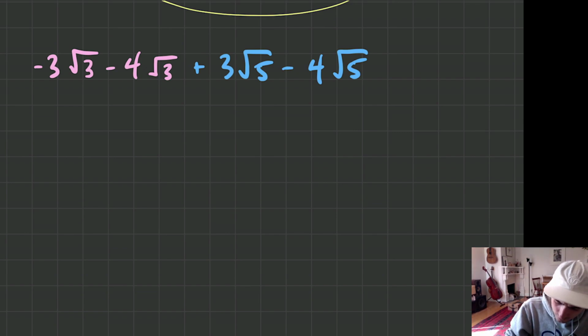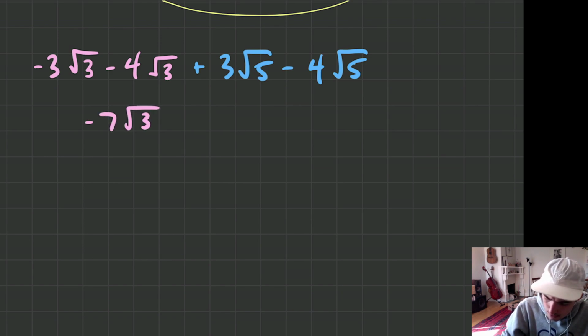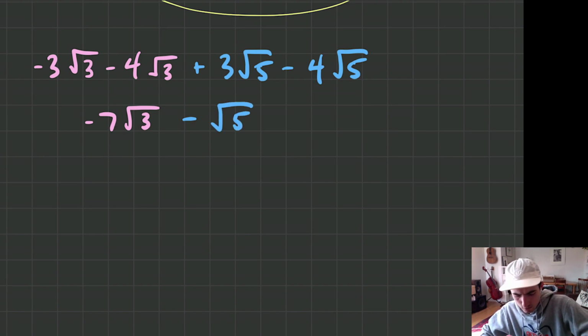So negative 3 minus 4, that's negative 7. So we got negative 7 times the square root of 3 plus, actually I should say minus, because 3 minus 4 is negative 1. So it's negative 1 times the square root of 5, or in other words, just negative square root of 5. So this one is done. So we've got negative 7 times the square root of 3 minus the square root of 5. So that's how this one plays out.